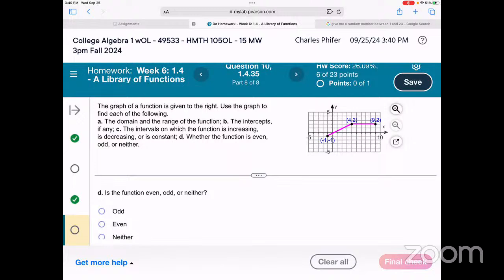Ooh, that was a good stretch. Okay, so for even, odd, or neither, even means y-axis symmetry. Odd means origin symmetry. I don't think either of those are at play here, so I'm just going to submit neither.